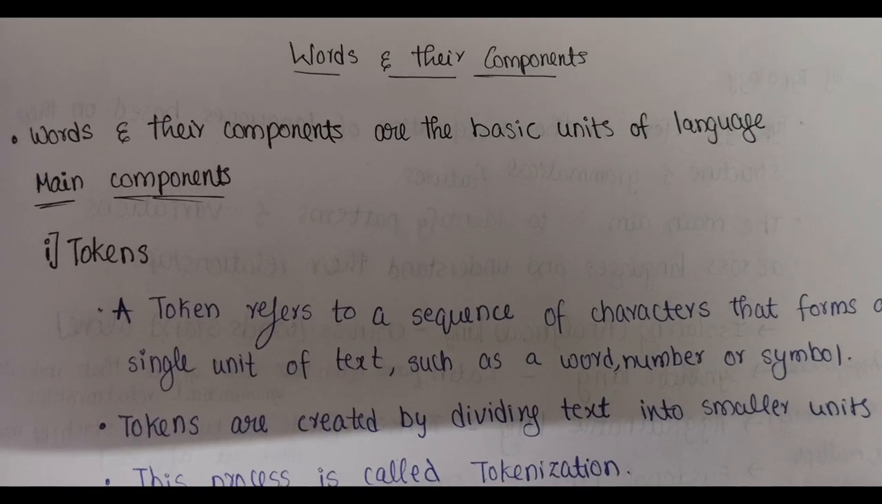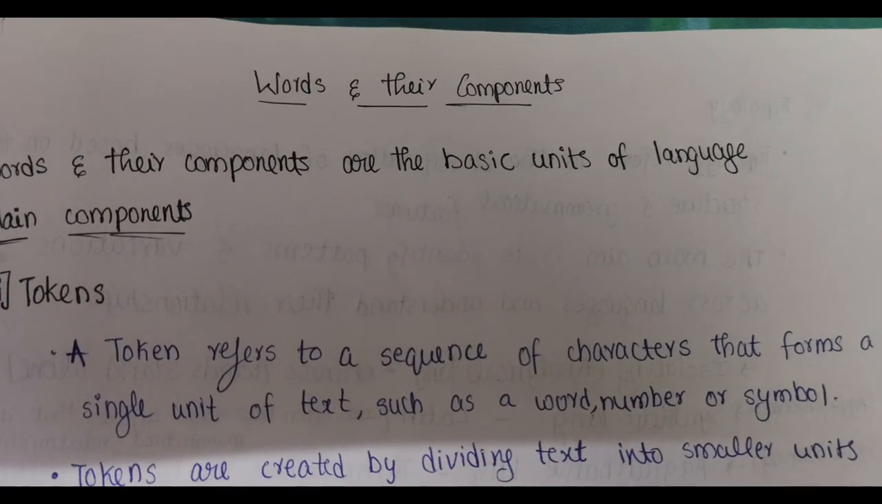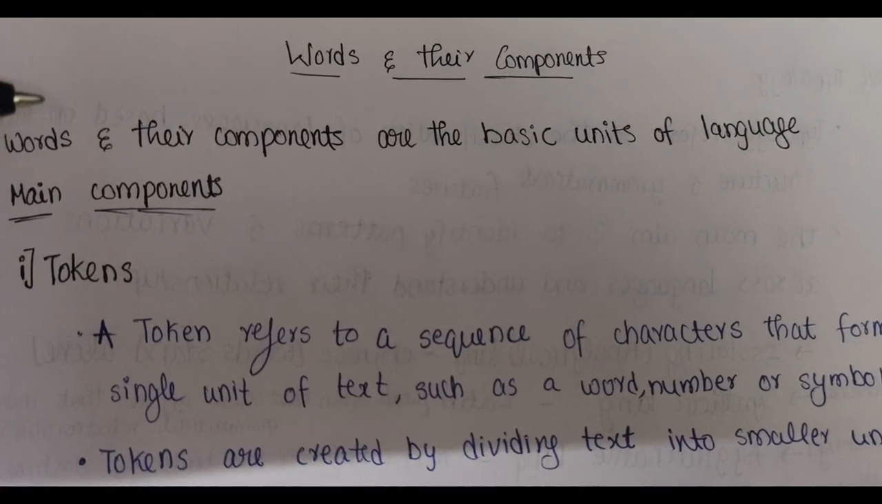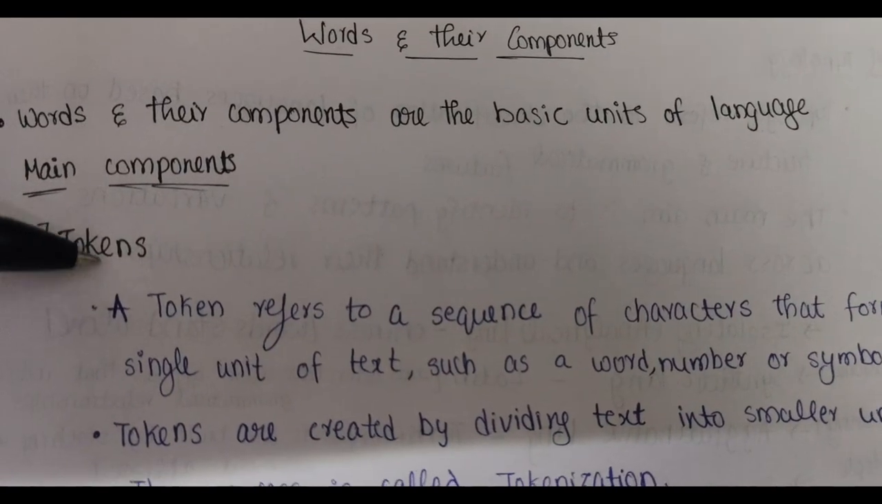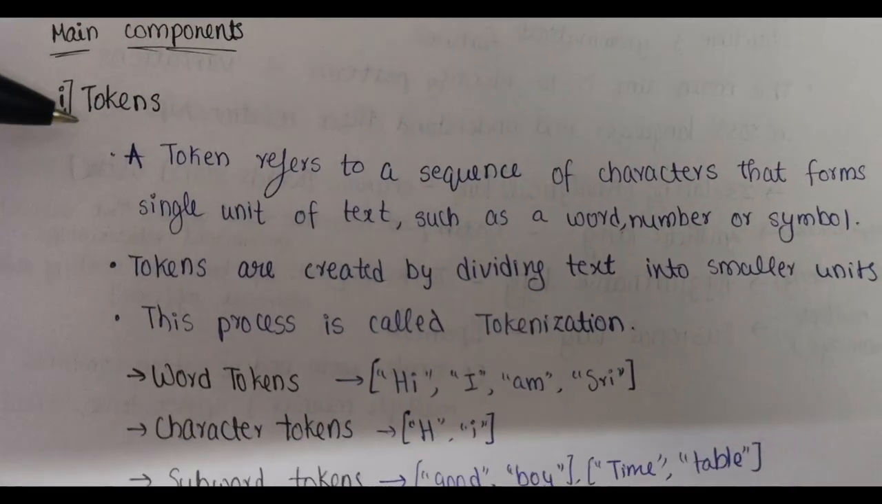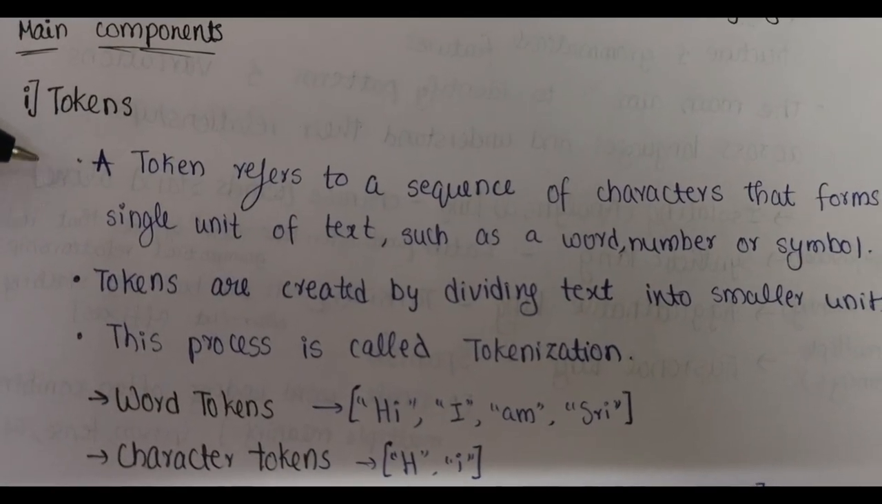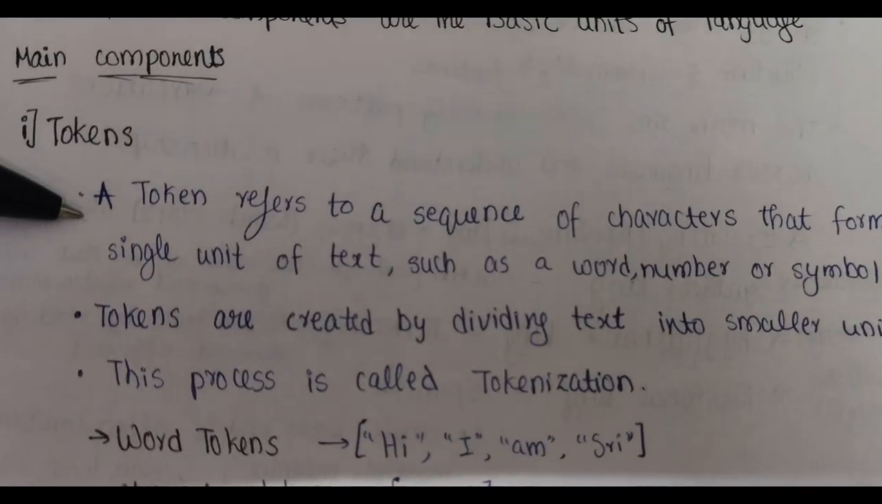Let us discuss the first topic in NLP, that is words and their components. Basically, we have four main components, and the first one is tokens. A token refers to a sequence of characters that forms a single unit of text, such as a word, number, or symbol.